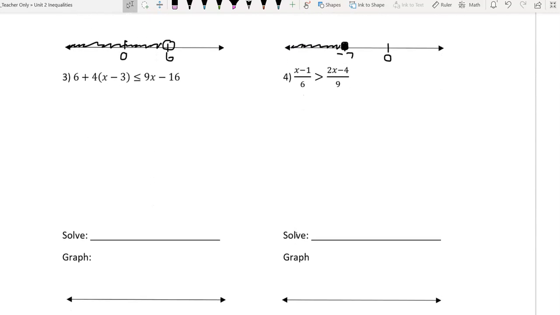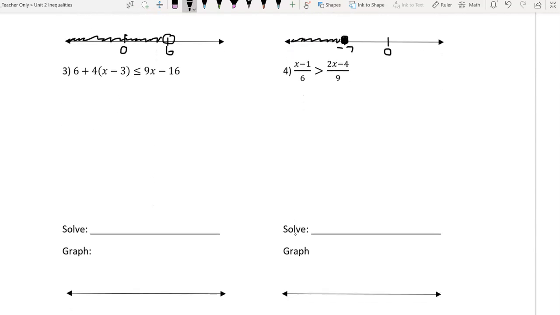Last 2 for today, it's really about practicing these and making sure we're good with the steps. The first thing to do for number 3 is distribute this 4. Do not add 6 and 4. We cannot do that. We talked about it yesterday. So 4x minus 12, since 4 times negative 3 is negative 12. Then 9x minus 16. We talked about this heavily yesterday too.